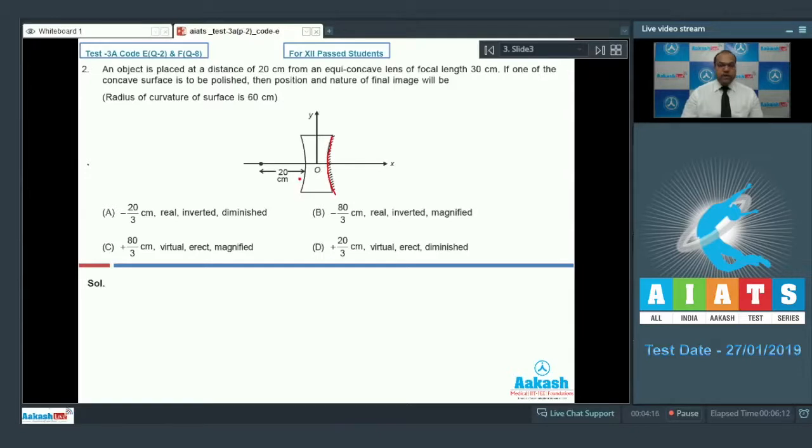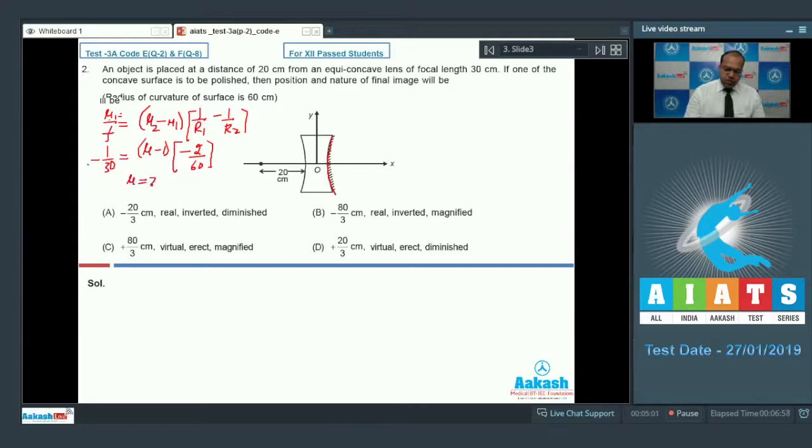So in order to calculate the refractive index of given concave lens, I have to apply the lens formula, that is 1 by f is equal to mu 2 minus mu 1 into 1 by r1 minus 1 by r2. So if I substitute the data, f is minus 30, so minus 1 by 30 is equal to mu, which I have to calculate, minus 1, here mu 1 is 1, and r1 is minus r and r2 is r, so it can be written as minus 2 by 60. So if I solve this, the value of mu comes out to be 2.